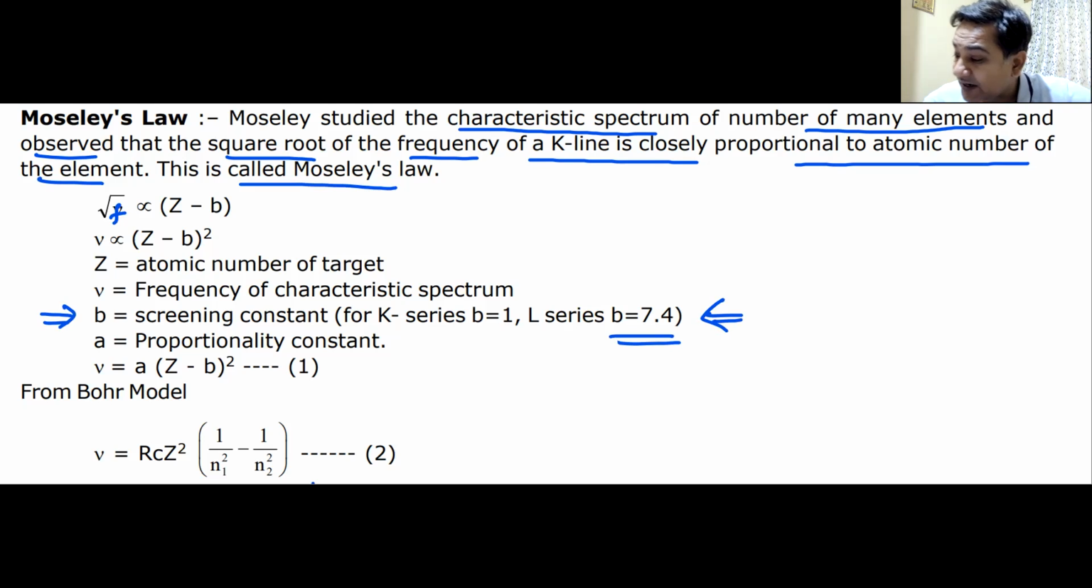What you have to understand is that frequency is proportional to (Z minus b) square. This is known as Moseley's law. If you remove this proportionality sign, A will come, where A is a proportionality constant. Do we understand this? Yes, sir.